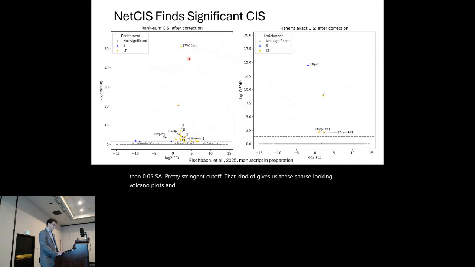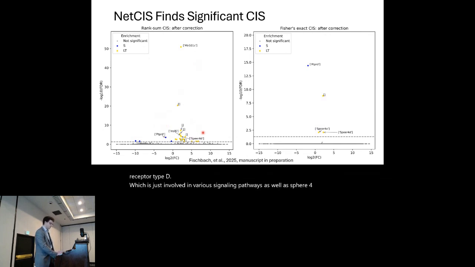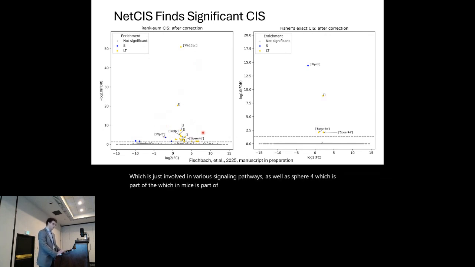In rank sum, what we find is that MER101C, a non-coding microRNA, shows the largest log FDR out of all of our tested common insertion sites. We also find genes like PTPRD, a protein tyrosine phosphatase receptor type D involved in various signaling pathways, as well as SPEAR4, which in mice is part of the spermatogenesis associated expressional related gene family, and INSL6, which is insulin-like 6 in mice, part of that insulin relaxin superfamily of genes.